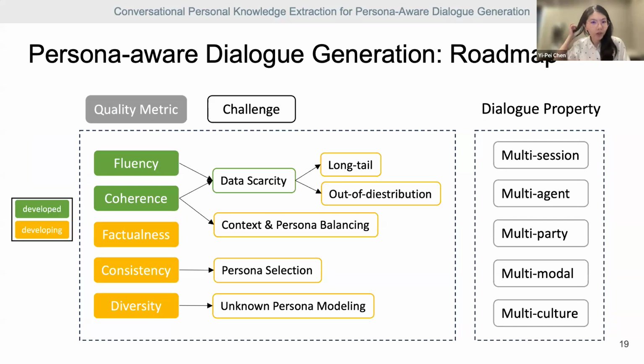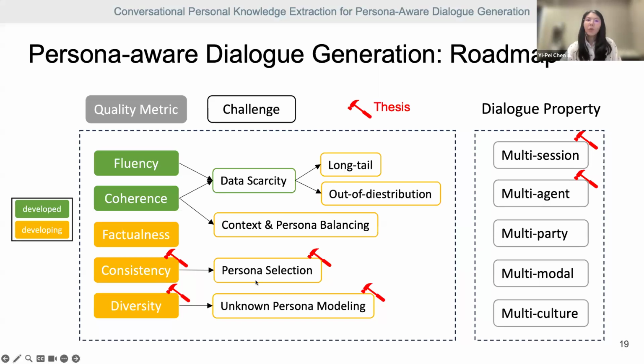Now I'm going to talk about the roadmap of persona-aware dialogue generation. These works are mainly evaluated by fluency, coherence, factfulness, consistency, and diversity. Older works focus on fluency, coherence, consistency, and diversity, but more recently, as LLMs become more popular, factfulness has also become an important factor. These are some developed challenges of persona-aware dialogue generation. In this thesis, we propose conversational personality to solve the consistency and diversity issues, and we tackle the challenges of persona selection and unknown persona modeling.